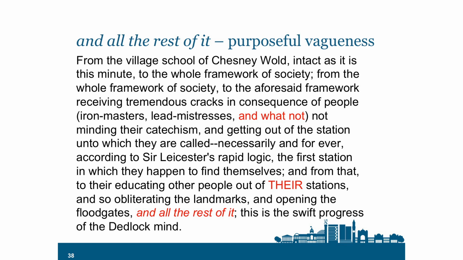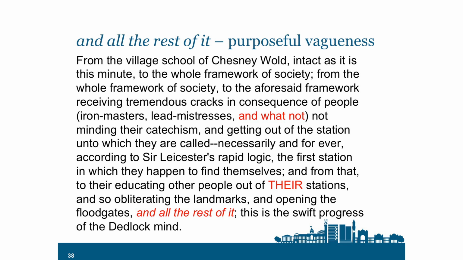And this is from Bleak House, where you have from the village school of Chesney Wold, intact as it is this minute, to the whole framework of society, the aforementioned frameworks receiving blah, blah, blah, and then you have "and what not" in brackets, and then it continues, "not minding their catechism, blah, blah, blah," the first station in which they happen to find themselves, and from that to their educating other people out of their stations, and so obliterating the landmarks and opening the floodgates and all the rest of it. This is the swift progress of the Deadlock mind.